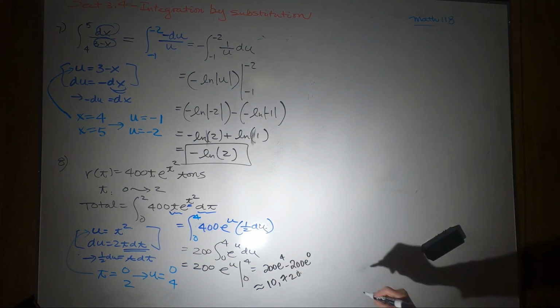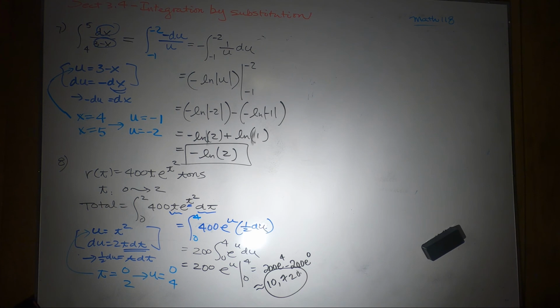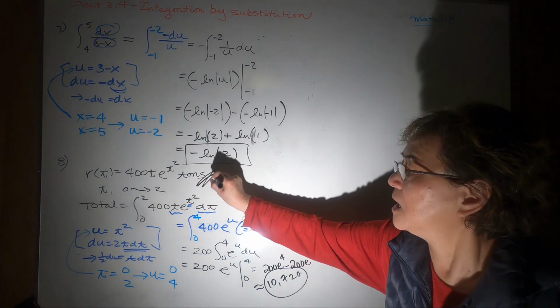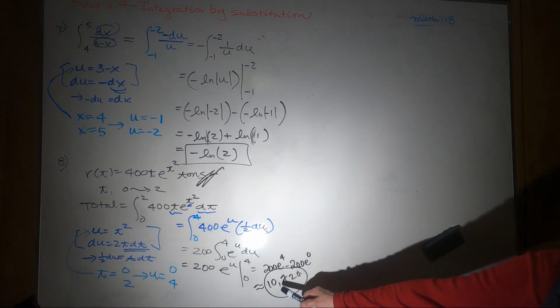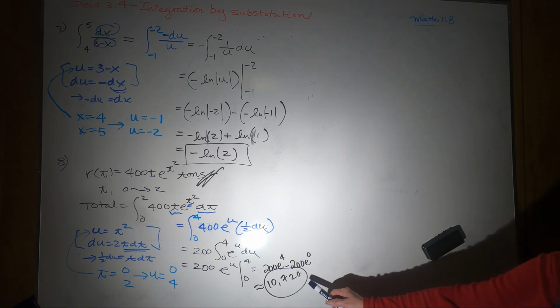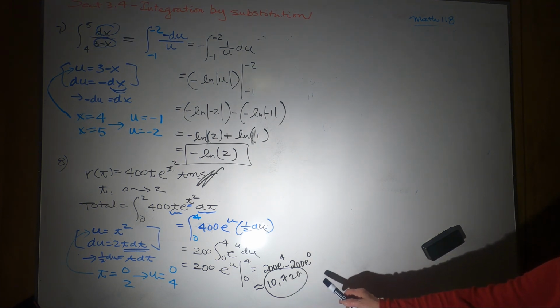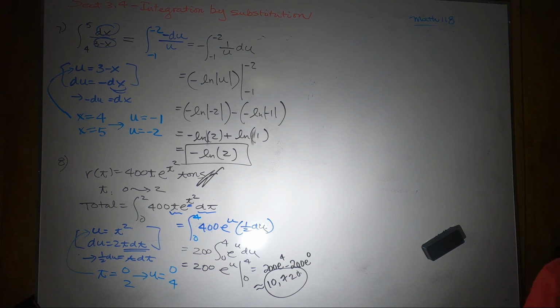So what does this one tell you? It tells you how many tons of total pollutant would be in there. So you say it will be 10,720 tons of pollutant were discharged into the lake. Right?